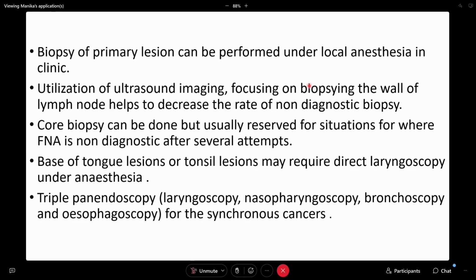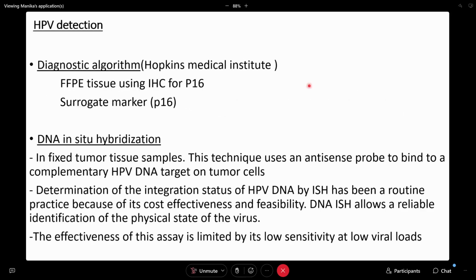Treatment wasn't a part of your presentation, so we let it go. You talked about staging of HPV positive and HPV negative tumors being a little different. Could you elaborate more on that? Yes, sir. Just wait.